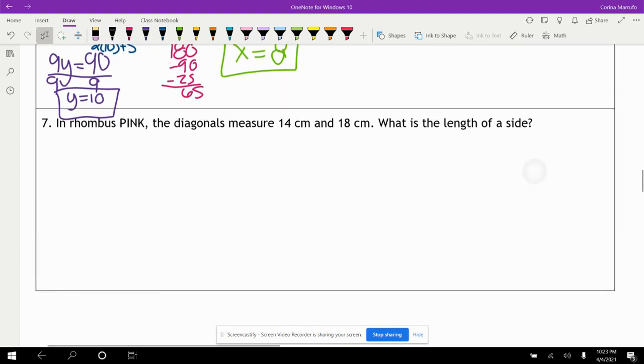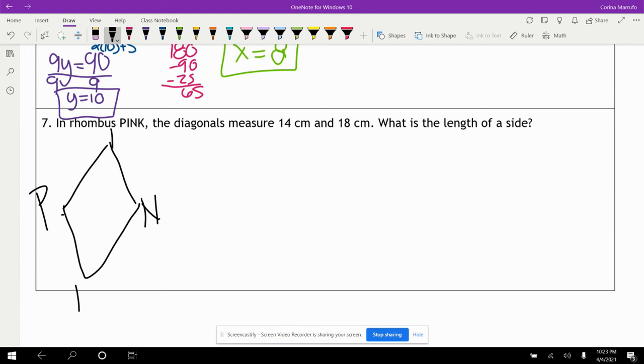Okay, the next one, it says in rhombus PINK, the diagonals measure 14 centimeters and 18 centimeters. What is the length of a side? So let's go ahead and draw a picture of a rhombus. So here's my rhombus, PINK. It says the diagonals, so I'm going to draw the diagonals. Here are my diagonals. One of them's 14 centimeters. Well, since they cut each other in half, that means it's 7 and 7. And then the other one's 18. So this would be 9 and 9. So I know it's not the best picture, but there you go.